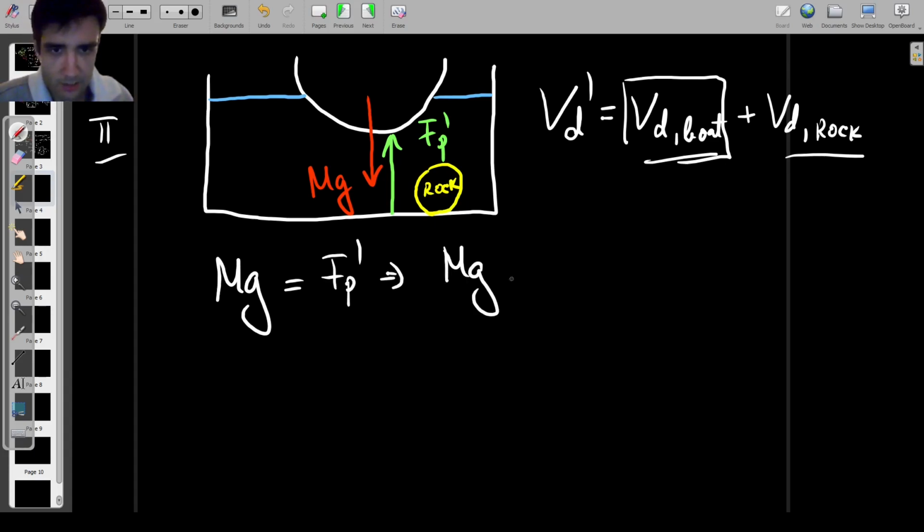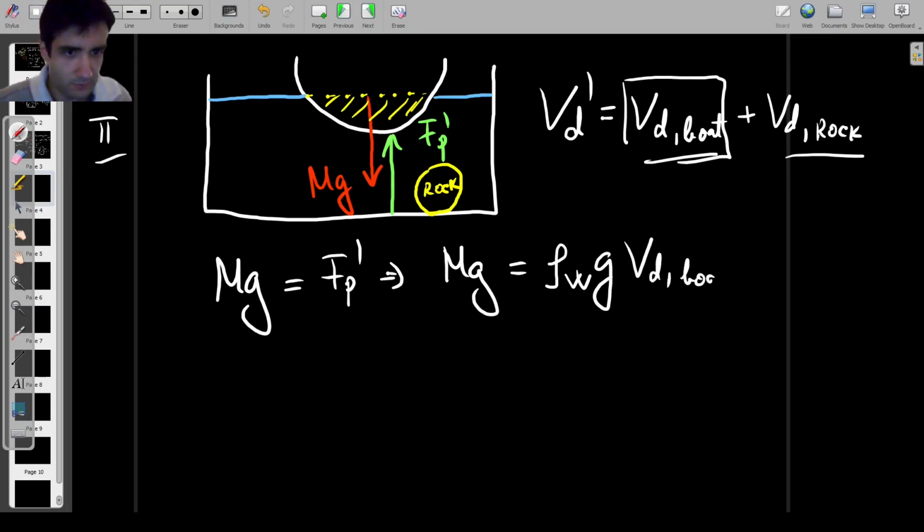So Mg equals, and once again, this is the weight of the displaced water, okay, which is based on how much boat is beneath the surface of the water. So that's rho water times g times V_d boat. That's what we called it. Okay, right. So the g's cancel out.